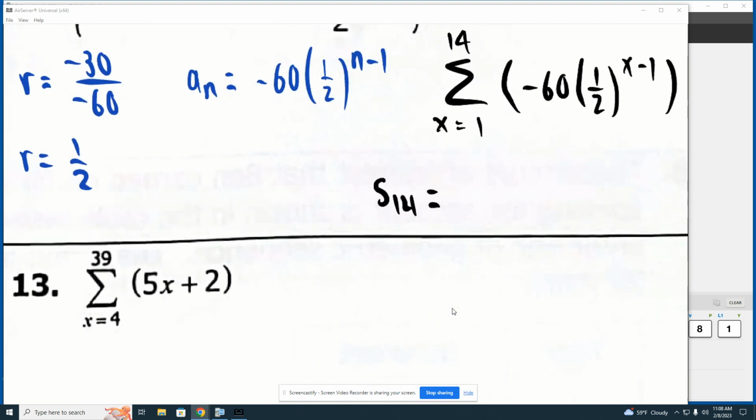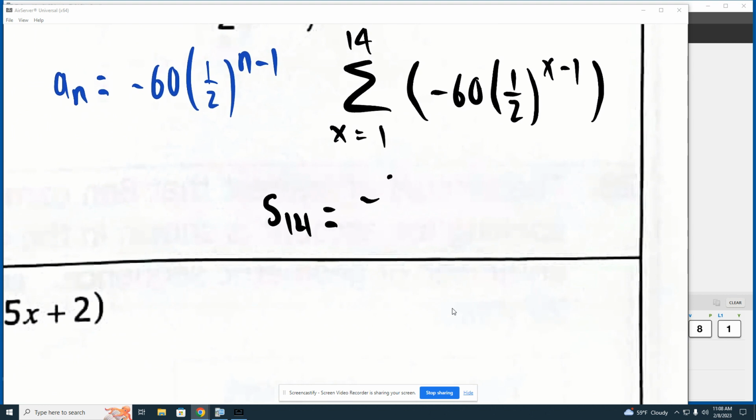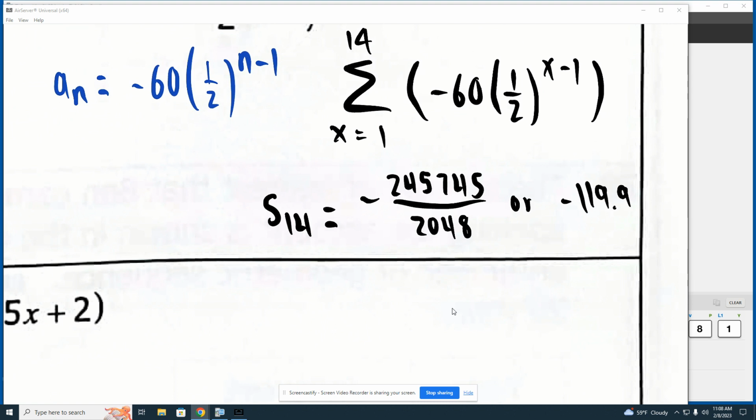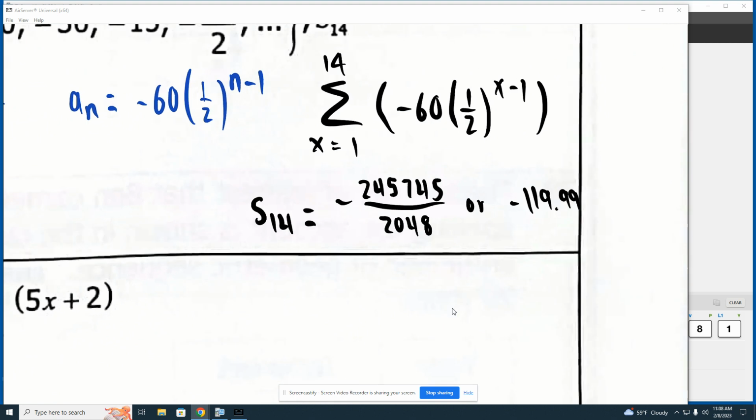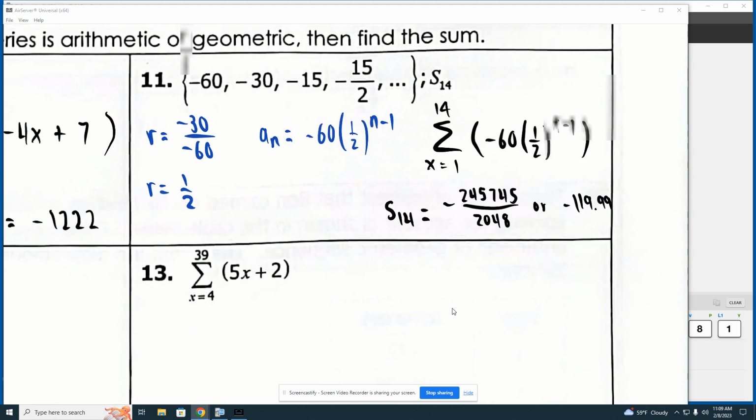So here are your two options for this answer, and then I'm done. If you left it a fraction, it's negative 245,745 over 2048, which makes no sense to people. Or you could have changed this to a decimal, which I probably would have recommended here, and it's negative 119.99. So if you put negative 120, that too would have been fine. You've got two problems there below that where all you have to do is type it in your calculator.